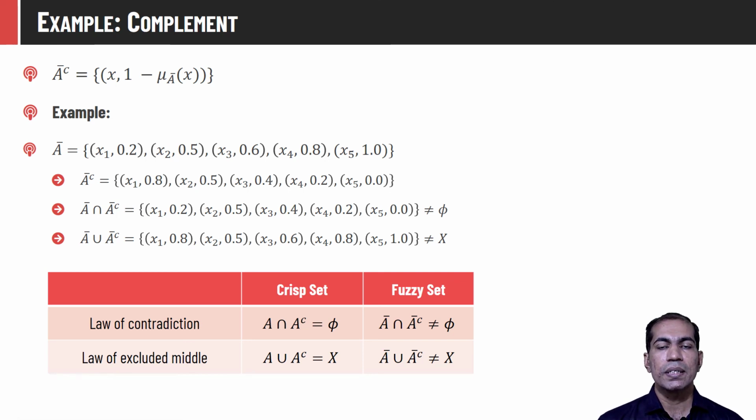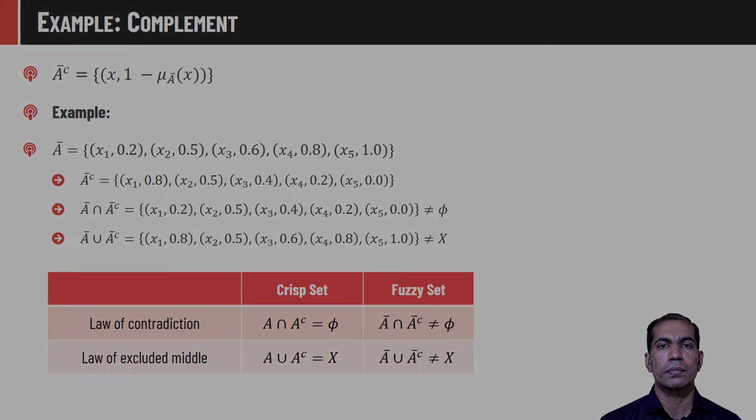So these two properties are true for crisp sets, but these properties do not hold for fuzzy sets. So in case of fuzzy sets, A bar intersection A bar complement is not equal to null, and A bar union A bar complement is not equal to the universe.